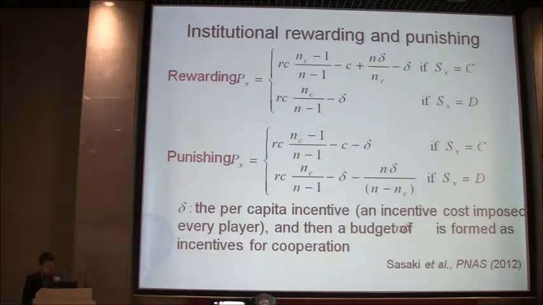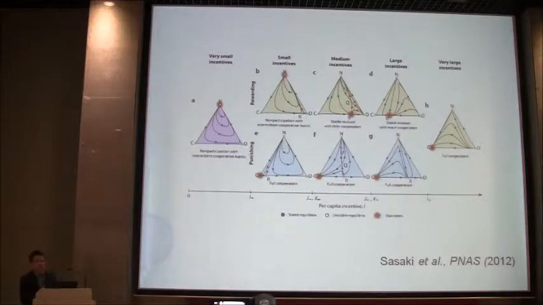I think I should skip this here because it has already been mentioned, and I want to point out the main results of this study. When optional participation is introduced, it was found that institutional punishment can overcome social dilemmas at a much lower cost than institutional rewarding.